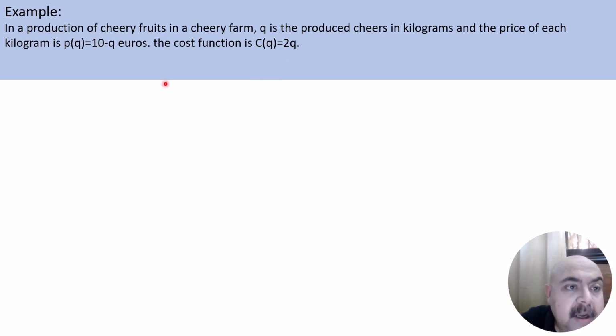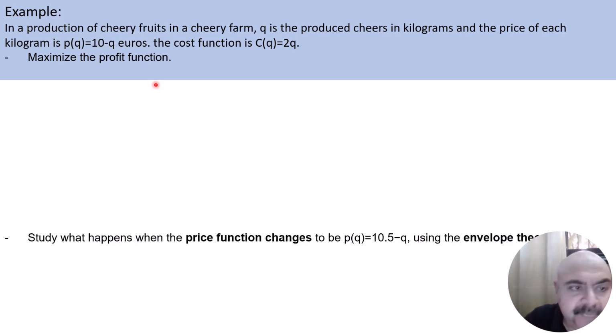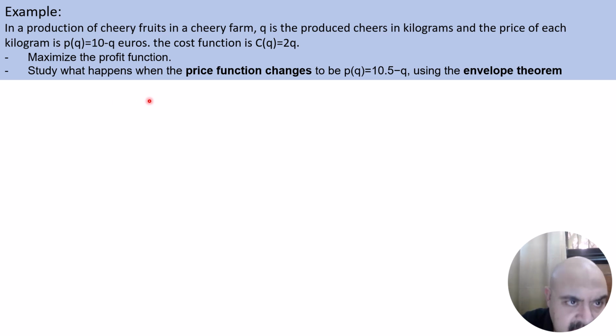Note that I gave you the price as a function of the quantity, so what I want you to do is maximize the profit of this function. That means I must first get the profit function, then solve and get the maximum. I want you to discuss and study the case: what's going to happen if instead of 10 it's going to be 10.5 minus q, by applying the envelope theorem.